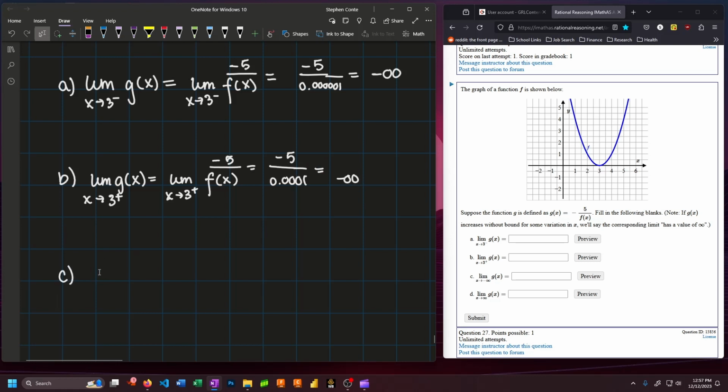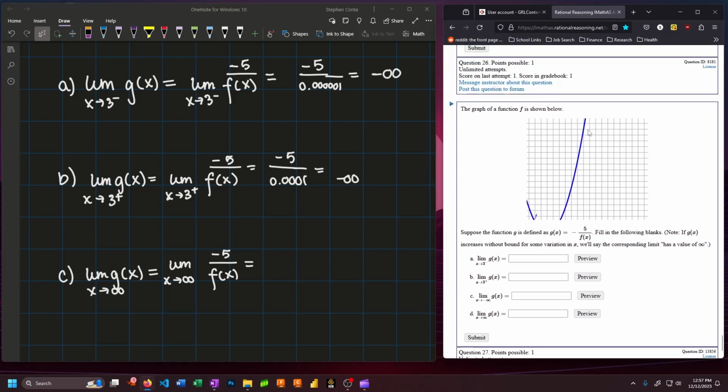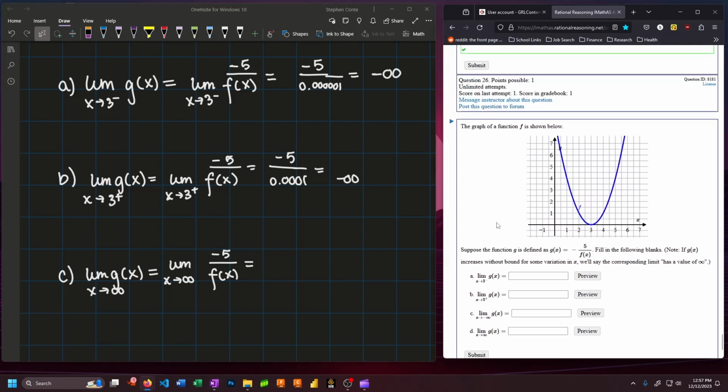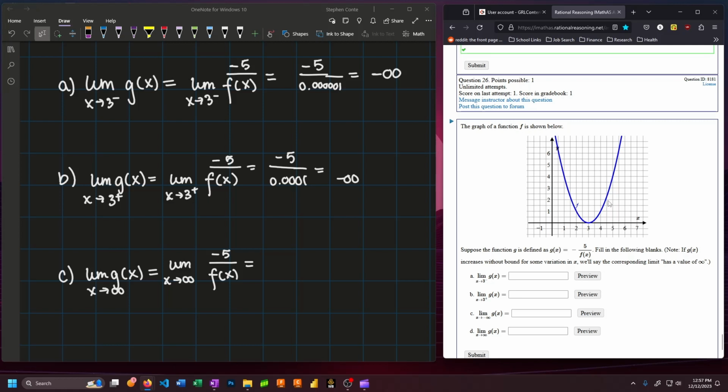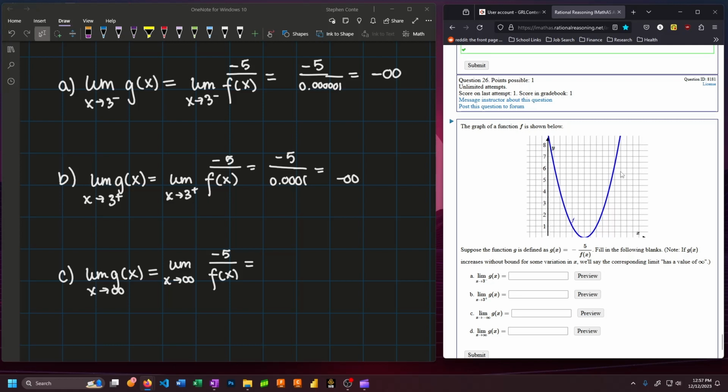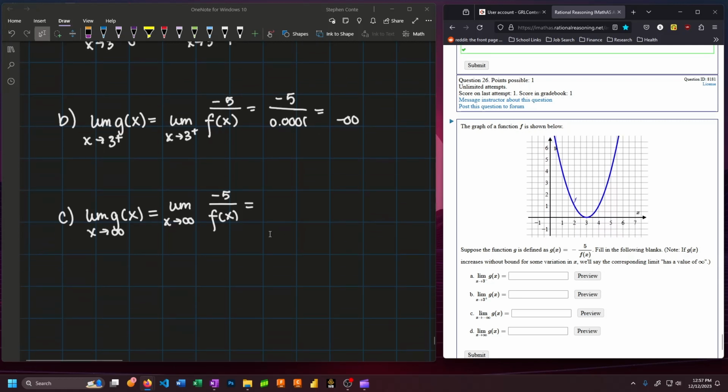C is going to be the limit of g of x as x approaches infinity, which is going to be the limit as x approaches infinity of negative 5 over f of x. Okay, well, let's look. Again, this is the blue graph of f. As x approaches infinity, as x gets larger and larger as we go along the x-axis here, the function values are increasing and increasing forever and ever. So the function f tends towards infinity, right?